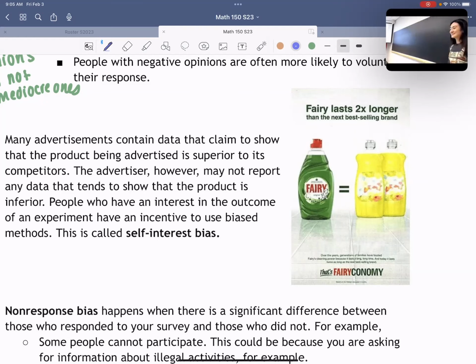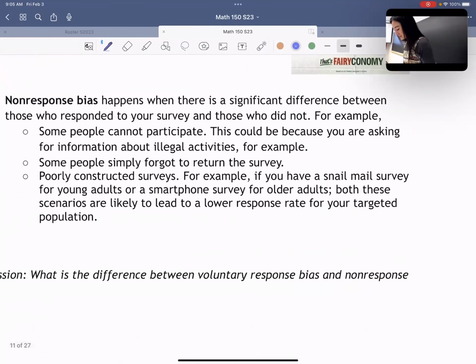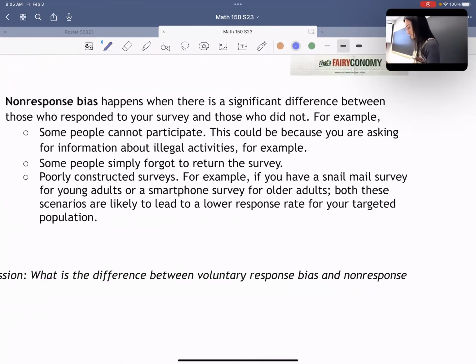All right. Any other questions on self-interest bias? All right, let's go down to the last type of bias. This one is a little bit tricky because I think you can get it mixed up with a different type of bias. This one's called non-response bias, and it's literally in the name. It happens when you have a big portion of the population that doesn't participate.